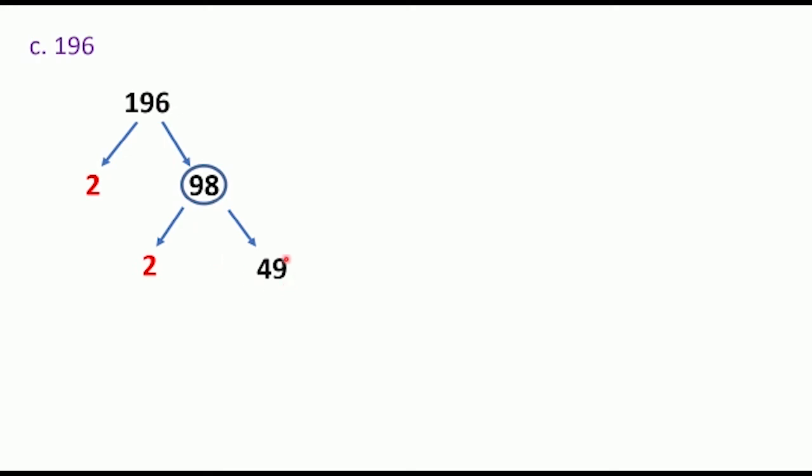Now this 49 cannot be divided by 2 because the last digit is 9 and 9 is an odd number. It cannot be divided by 3 also. It can be divided only by 7. Okay, so write here 7. And when this 49 is divided by 7, you will get 7 again. So write here 7. Now this 7 cannot be divided again. Okay. So the prime factorization of 196 will be 2 into 2 into 7 into 7.